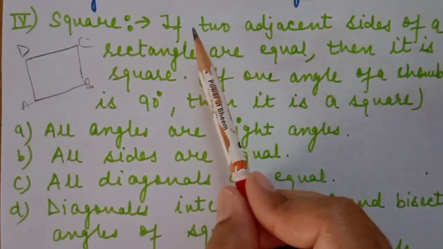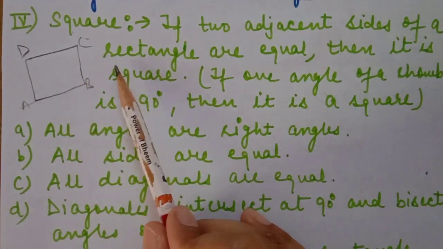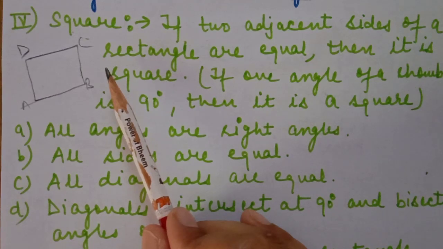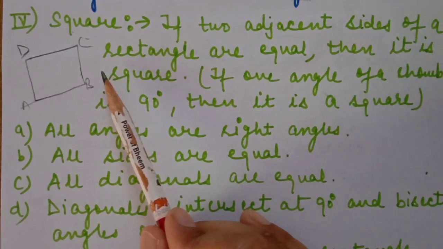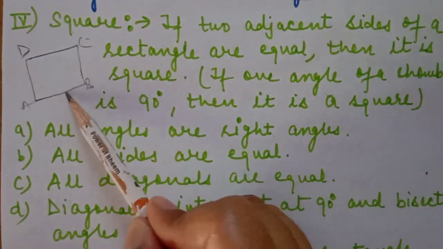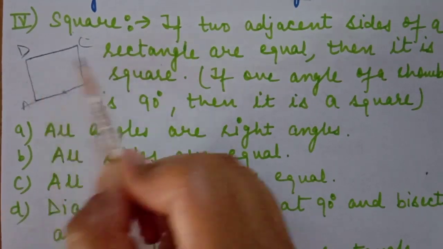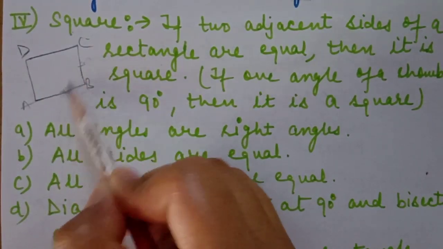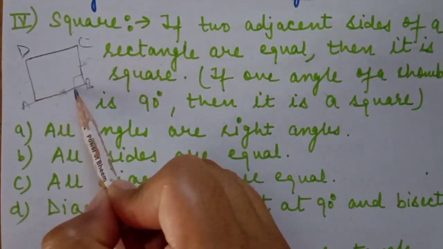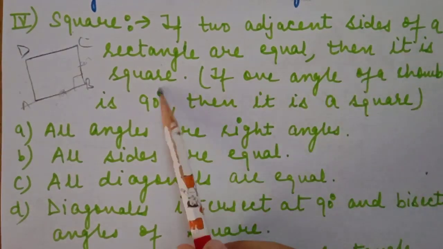So students, if two adjacent sides of a rectangle are equal, what are the properties of a rectangle? Opposite sides are equal and parallel to each other, one angle is 90 degrees, diagonals are equal, and all rectangles are parallelograms. So if two adjacent sides of a rectangle are equal, it means the opposite sides are also equal to each other. Now if adjacent sides are equal to each other, it means all four sides are equal, and in a rectangle the 90 degree angle is also present. Then we call it a square.